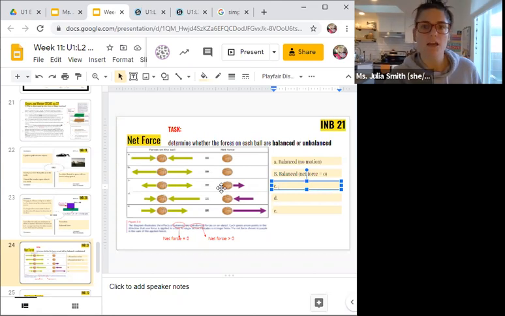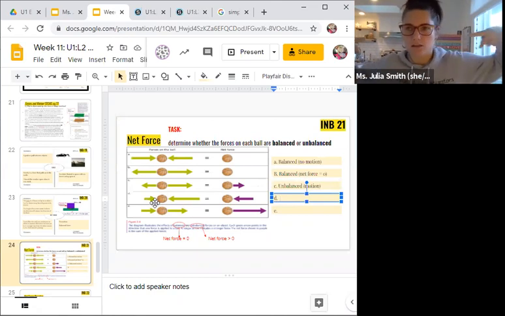In C, it's a similar situation. We have forces moving away from each other, but we can see right away that this force is stronger than this force, which results in a small, but still there, net force. This ball is going to move to the right. Because the forces acting on this object are not equal, we're going to say that these are unbalanced forces because we have motion. Anytime you have motion, that means the forces acting on the object are unbalanced.